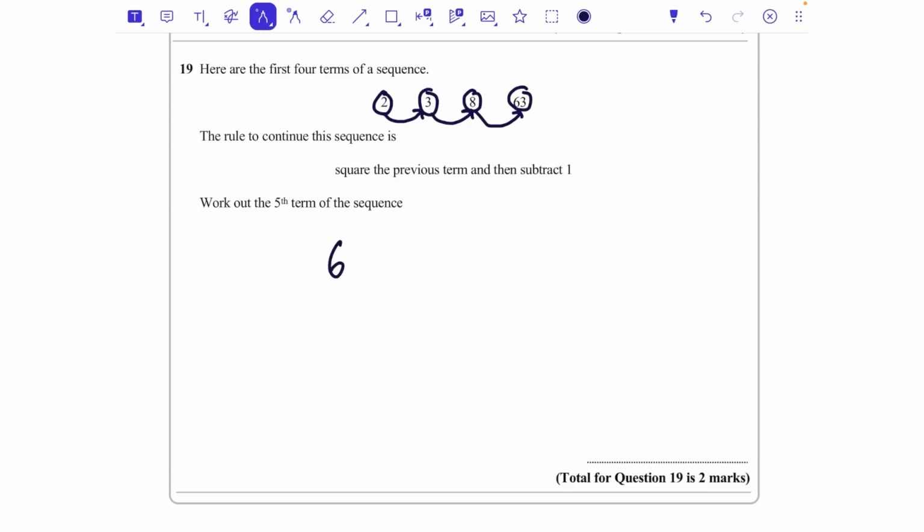So we now need to do 63 squared and then take away 1. Typing that in my calculator, 63 squared is 3,969.